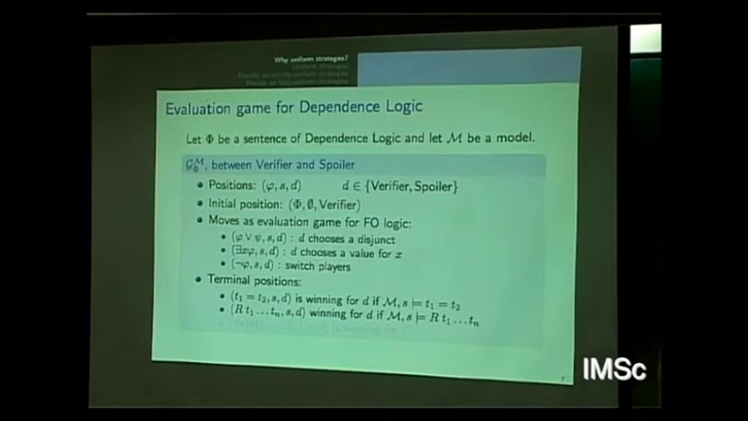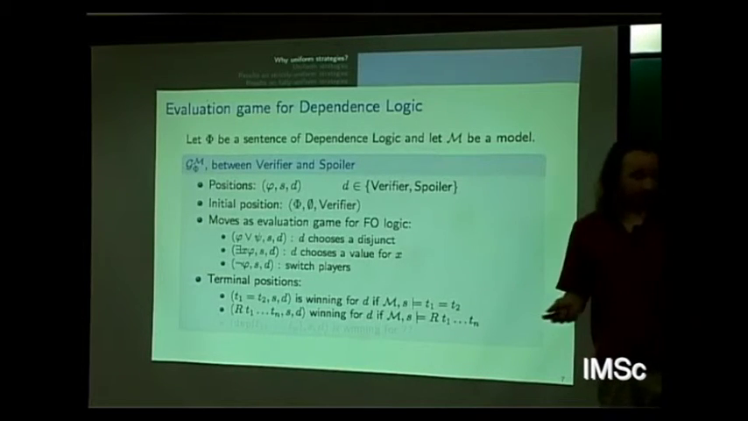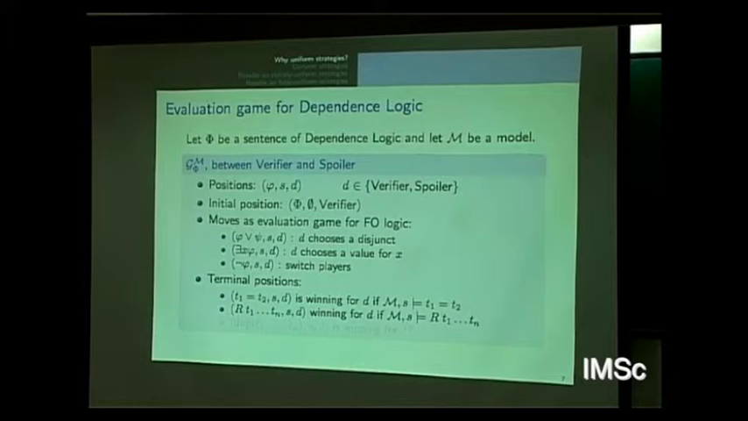So then, like in first order logic, you can give the semantics with a game between two players, verifier and spoiler. Verifier tries to prove the formula true in a given model, and a spoiler tries to prove it false. But we'll see that you have to add additional constraints and strategies for it to work on dependency logic. So I remind quickly how it works for first order logic.